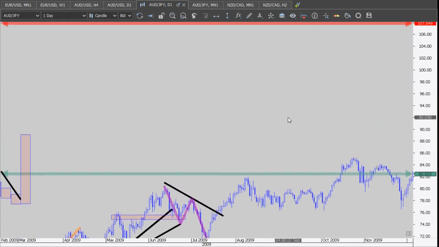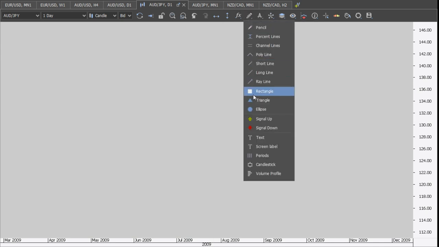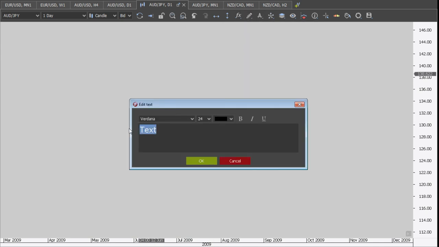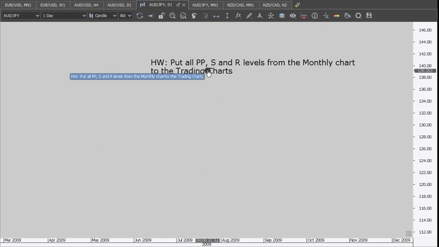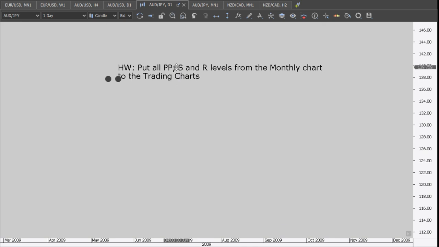Okay, everybody, so homework. Until tomorrow. Homework. Put all pivot points, support and resistance levels from the monthly chart to the trading charts. This is the homework until tomorrow. Put all your pivot points and support and resistance levels from the monthly chart to your trading charts.